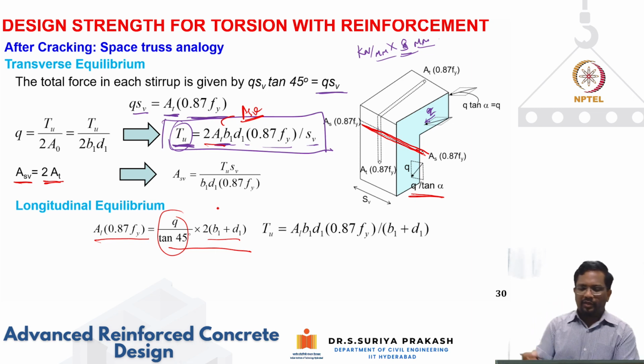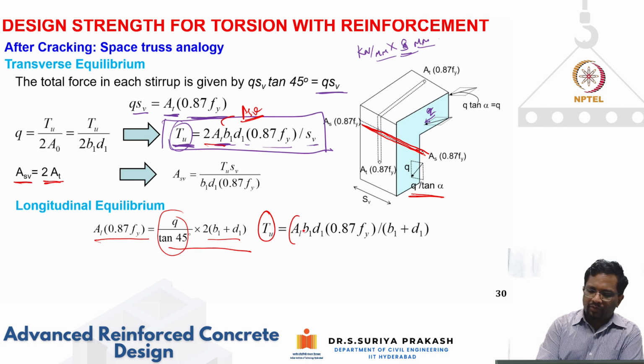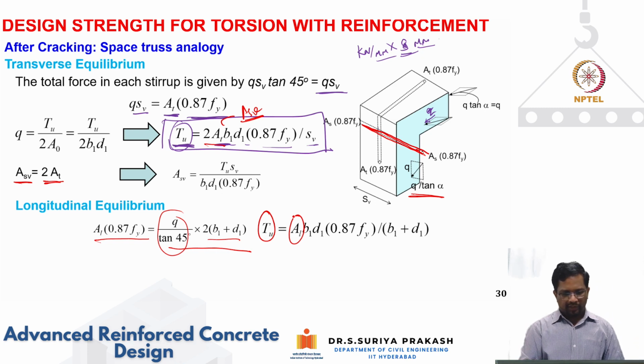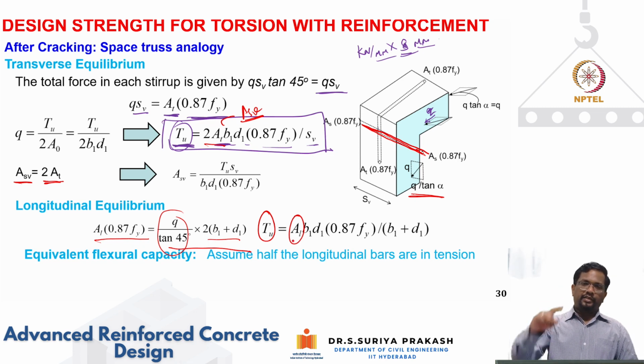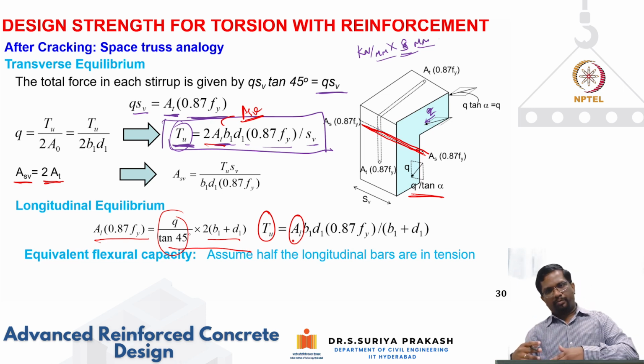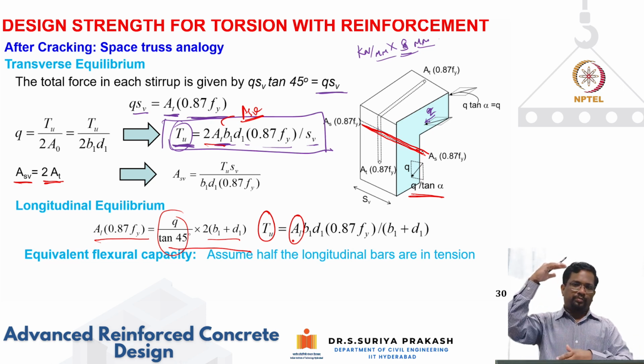Then what I'm interested in is relating TU to A. Okay. Now we know what is the expression for Q, which is TU by 2 B1 D1. So again, if you substitute that, you can find an expression for your TU and A. Now AL in this case is entire longitudinal bar, both at the top and bottom, and whatever that is there on the side also.